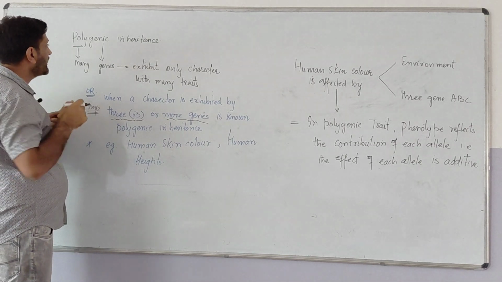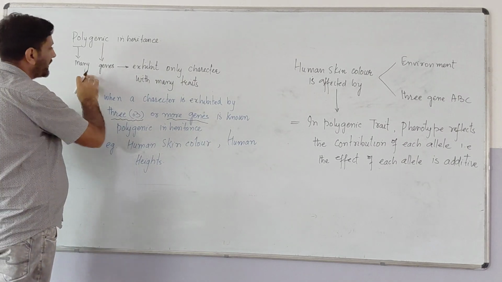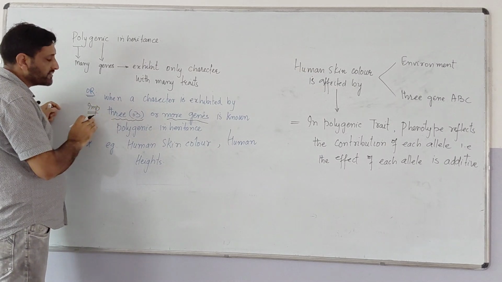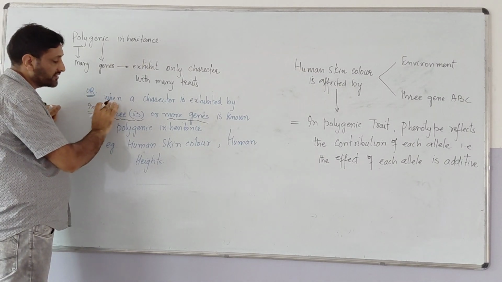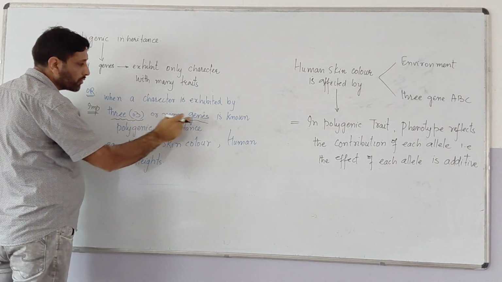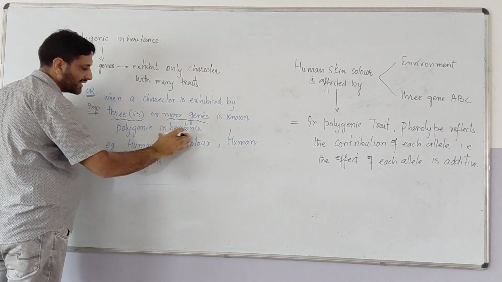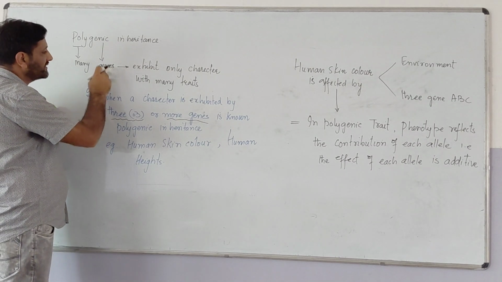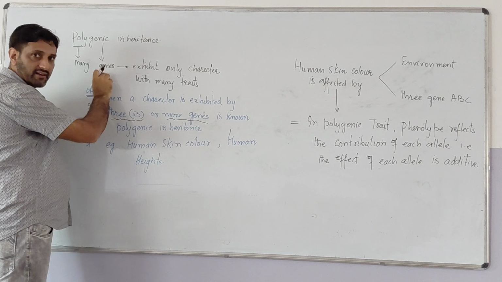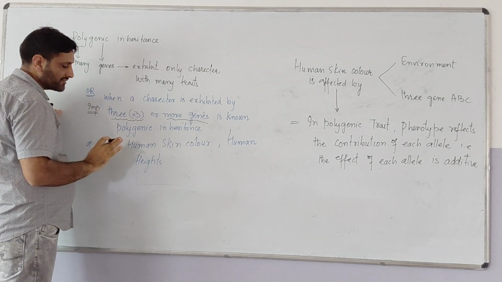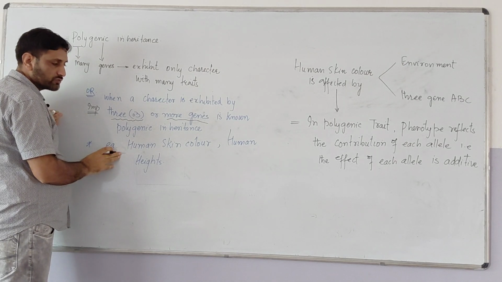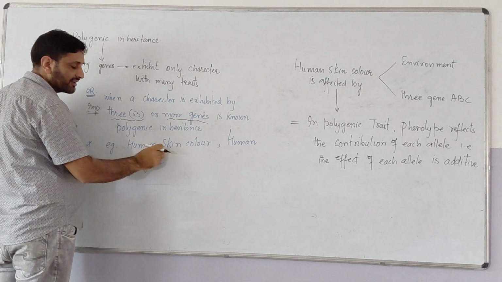So if we take polygenic inheritance, many genes exhibit only one character with many traits. When we see the NCERT definition, when a character is exhibited by 3 or more genes, this is known as polygenic inheritance. Poly means many, genes means genes. When many genes combinedly are governing only one character with many traits, that is called polygenic inheritance.